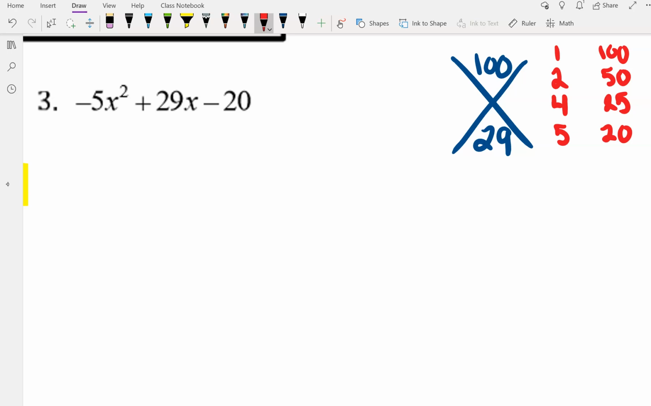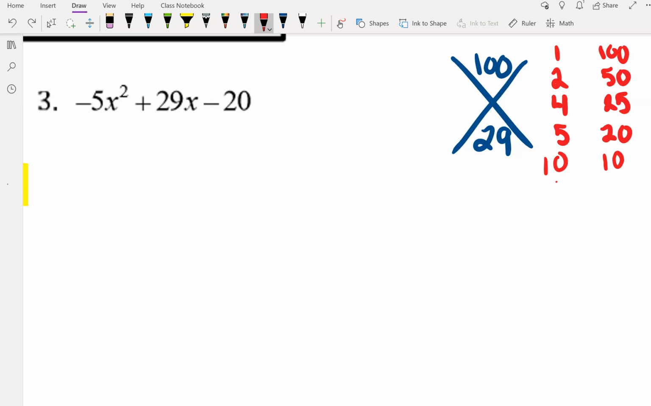100 divided by 8 doesn't go in evenly. 100 divided by 9 doesn't go in evenly. 100 divided by 10 does go in evenly. That's going to be 10 times 10. Since we got 10 twice, it's starting to repeat itself. That means we're done with our list of factors.